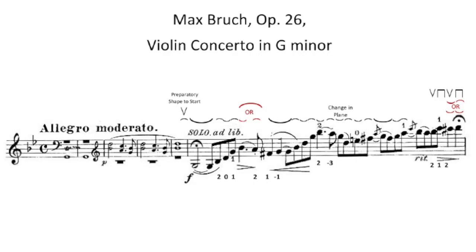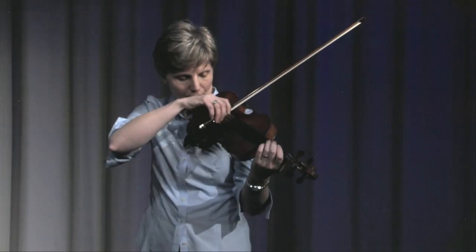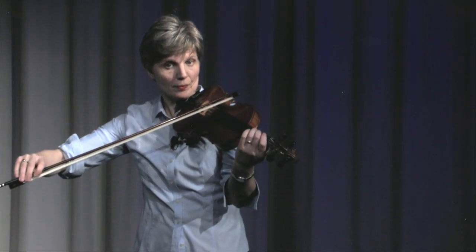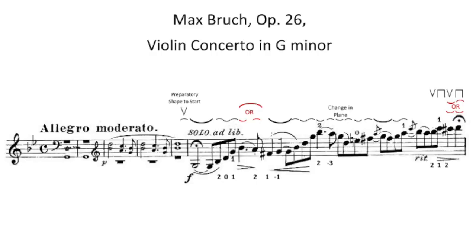Let's go to another example. If we look at the Bruch example, we can see where there are choices that have a musical effect and where we have no choices because of the string crossings. In this case, because the piece starts on the G string, we need a small preparatory overshape to get us from where it's comfortable to wait to the open G string. Here it is. Then we can start with an undershape, which enables us to spin out the sound on that fermata.